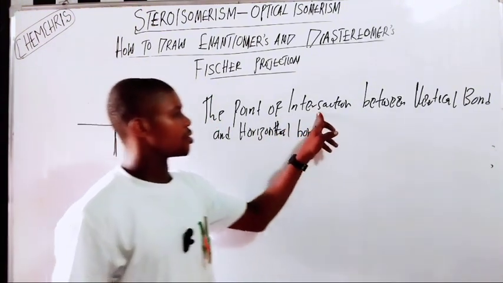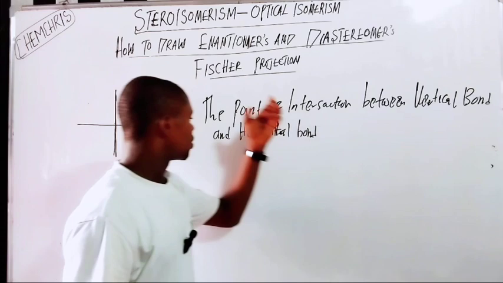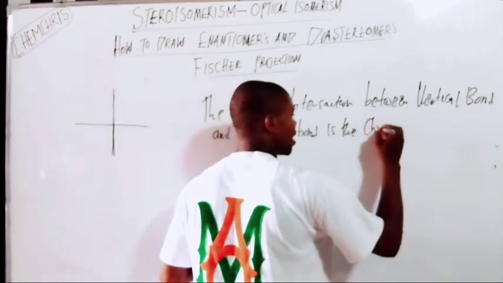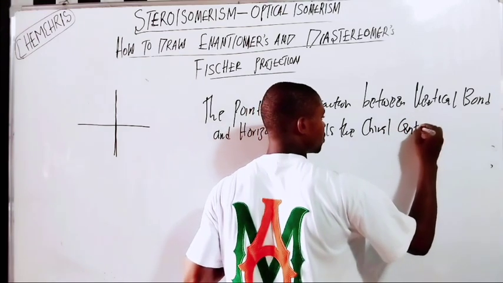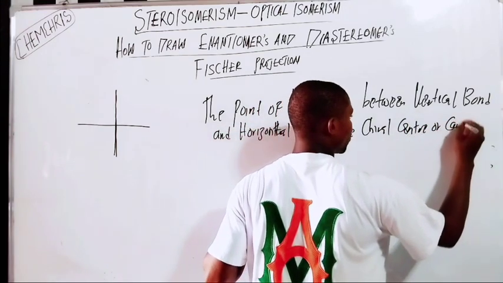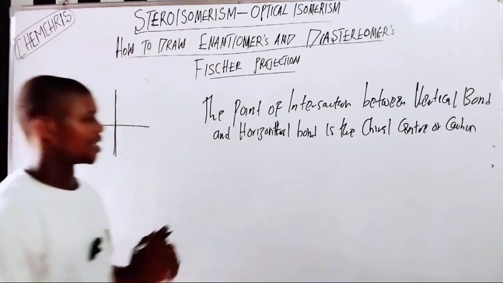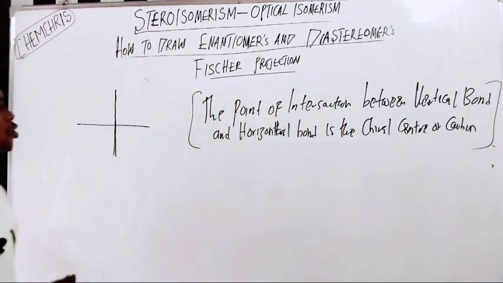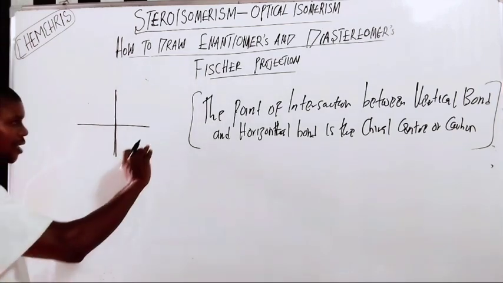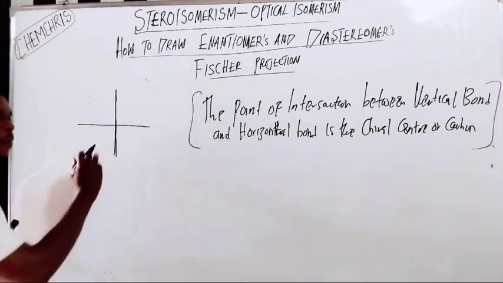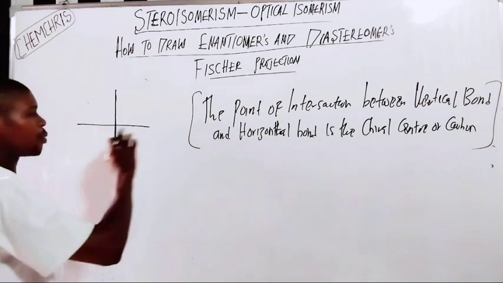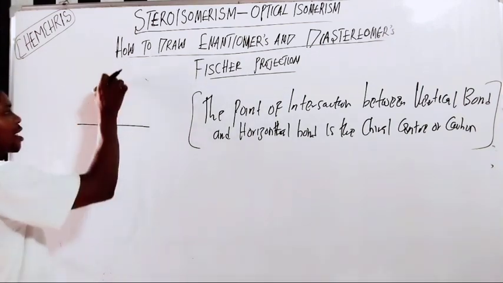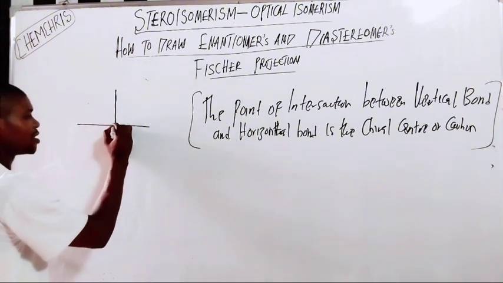The point of intersection between the vertical bond and the horizontal bond is the chiral center, or carbon. This is a very important idea, so please take it down. When you're drawing a Fischer projection, you use vertical and horizontal lines. Vertical represents the bonds projecting back, and horizontal means projecting forward. So the point of intersection between the vertical and horizontal is called the chiral center.